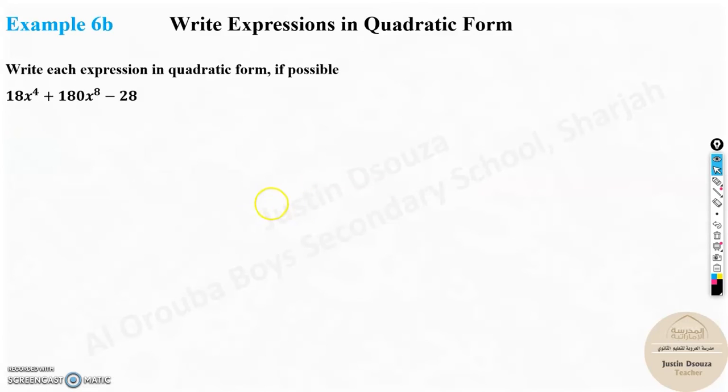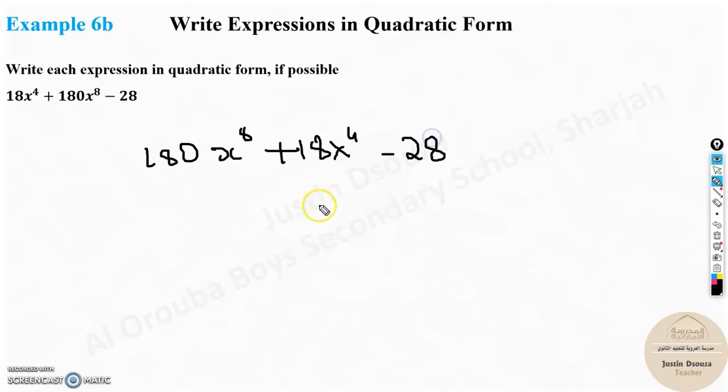Now, look at this one. This is a little tricky because the first thing is to write it in the standard form. This comes first: 180x to the power 8 plus 18x to the power 4 minus 28. Okay. What is the next step? We need to write in terms of x to the power 4. Okay, we know (x to the power 4) whole square. That is fine. But what next?